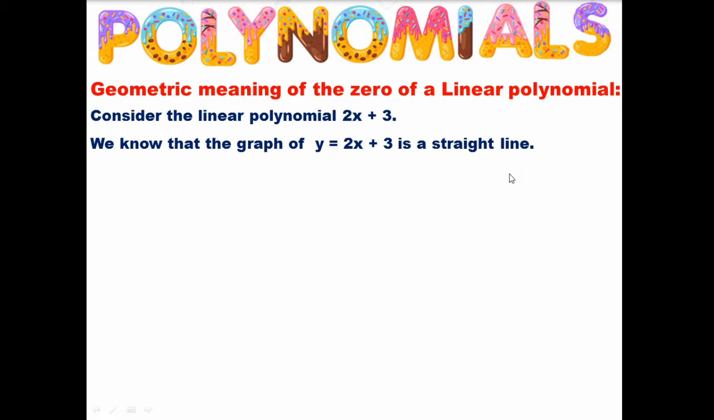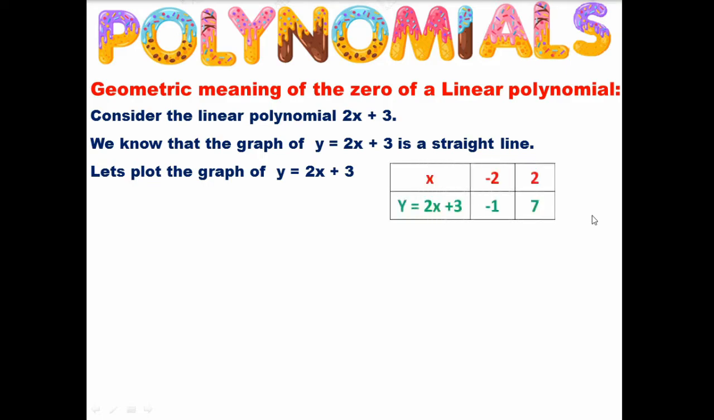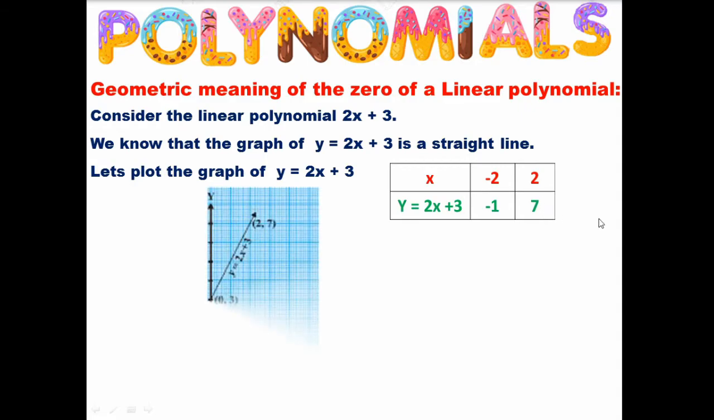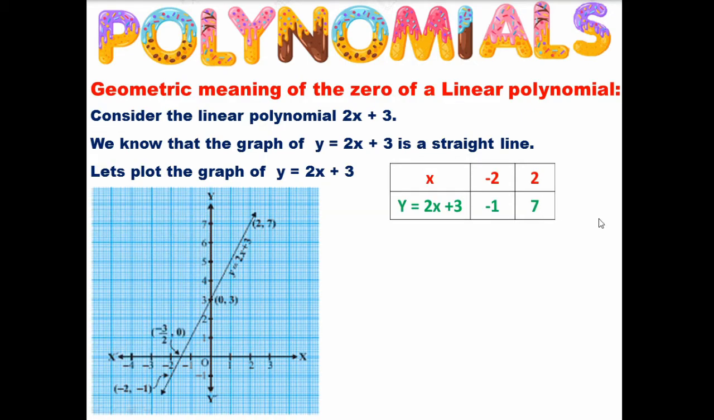In order to find the geometric meaning of 0 of a linear polynomial, I'm going to draw the graph of y equal 2x plus 3. Now, this is a straight line, so you need at least 2 points to plot the graph. Let's find the 2 points. Let me substitute values for x so that I get values for y. When x equal minus 2, the value is minus 1. When x equal 2, the value is 7. Using these 2 points, I draw the graph of y equal 2x plus 3.